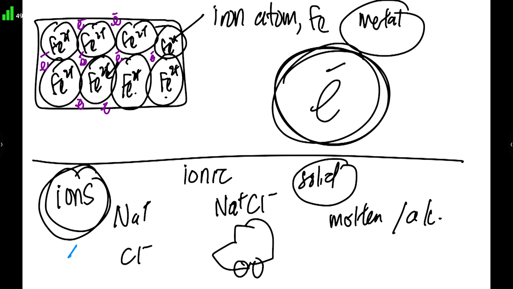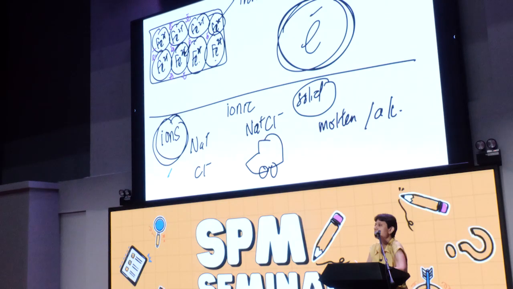Logam keras tak? Keras. Takat lebur tinggi tak? Yes. High melting point. Why? What is the name of the bond? Metallic bond. Yes. What's the name? Electrostatic, because it is positive and negative. So logam is also electrostatic.